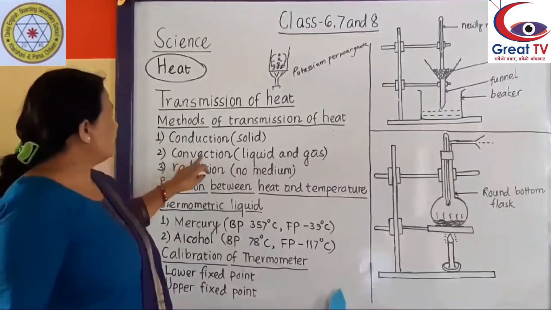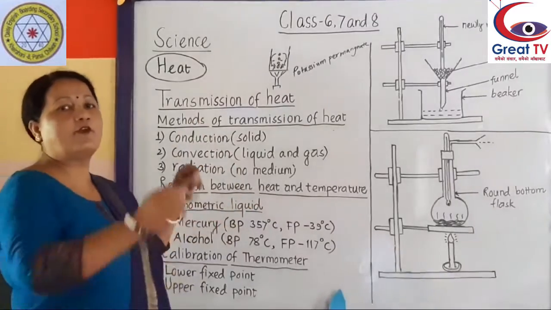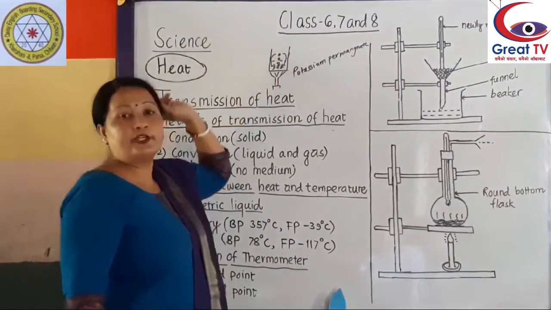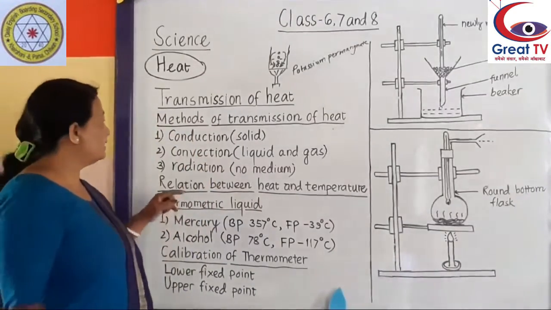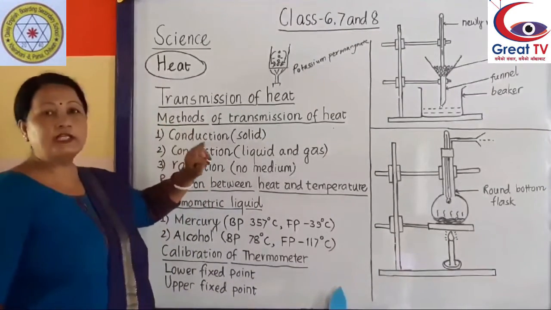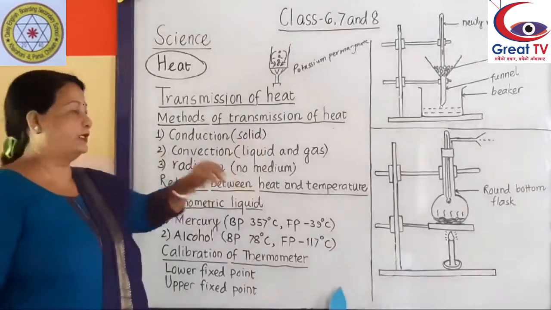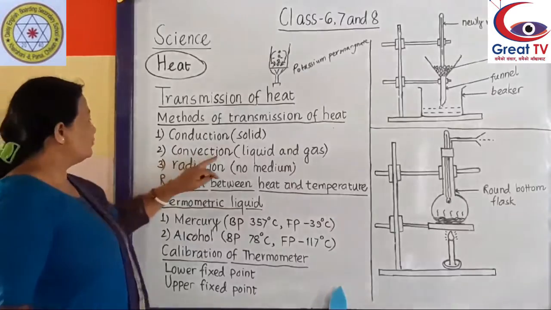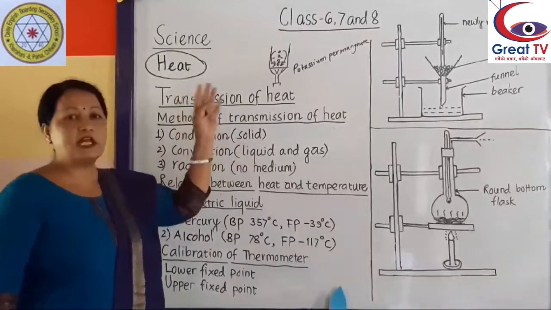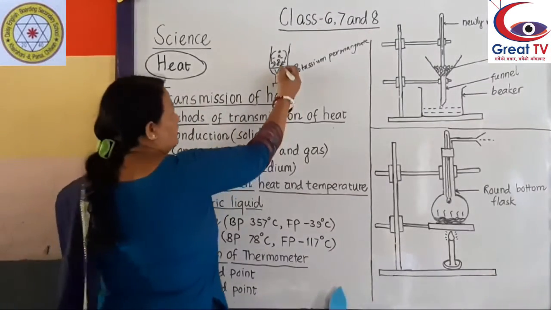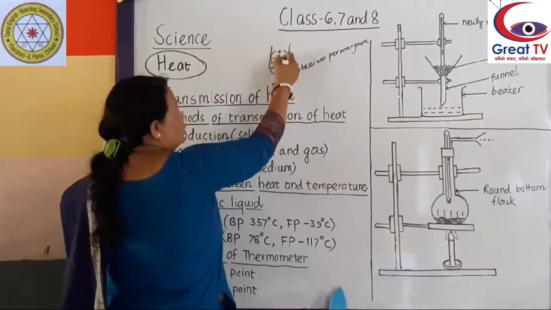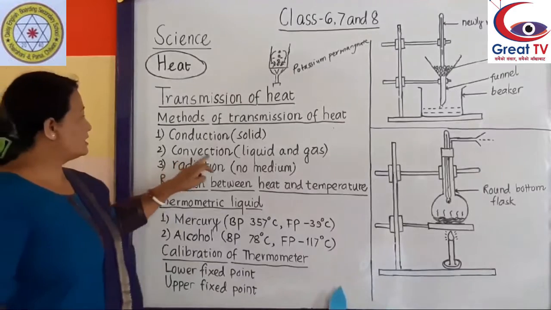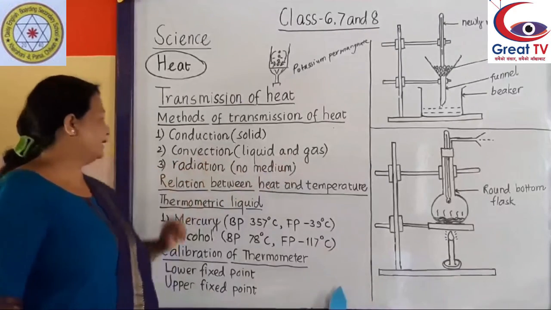Convection is the process of transfer of heat from one point to another point by changing the position of heated molecules. In the conduction method, molecules do not transfer from one point to another point, but only heat transfers from one point to another point. But in the convection method, molecules transfer from one point to another point. Heated molecules rise up and cold molecules come down. So, the convection process takes place in liquids and gases.